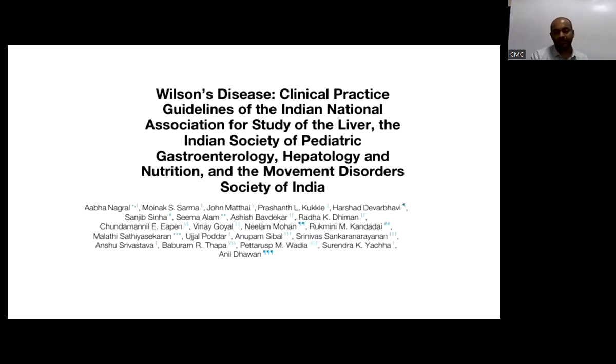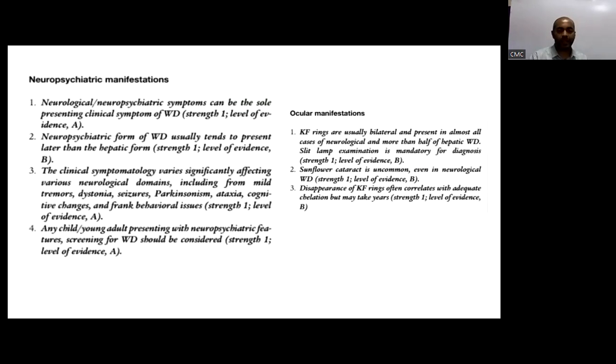So some guidelines have been made for the Indian scenario by the Movement Disorder Society of India, and then the Liver Society, Pediatric Gastroenterology. So they have all made guidelines for Wilson's disease. Based on evidence, neuropsychiatric manifestations can be the sole presenting or clinical symptom. The level of evidence and strength is given.